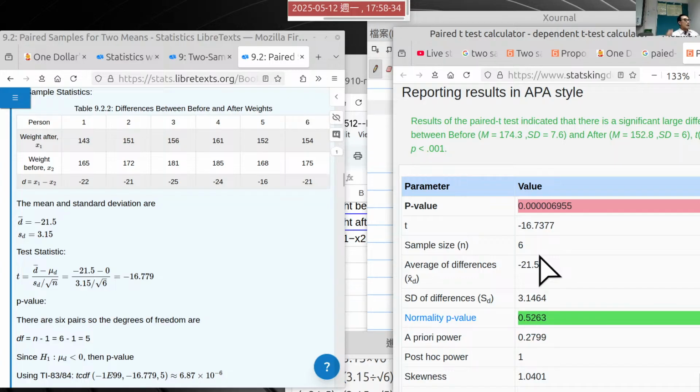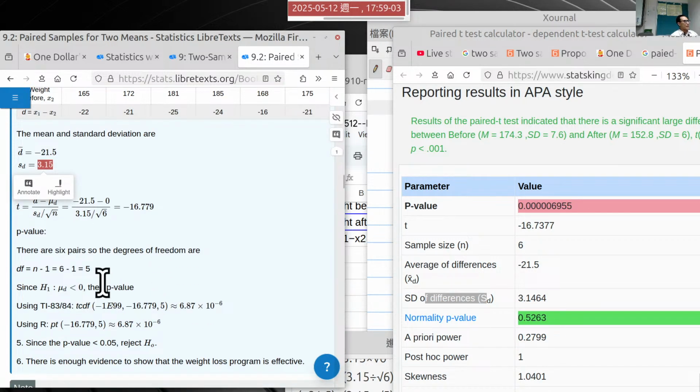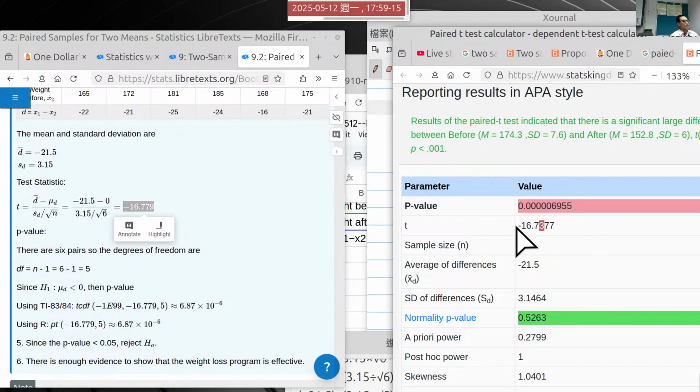Okay, here. And the p-value is very, very small. Okay, we can check one by one. Sample size 6. Average of differences, minus 21.5. We got a similar one here. D bar, the average of differences, minus 21.5. Standard deviation of differences, SD, 3.1464. Yeah, very close to 3.15. And the t-score is minus 16.779. And here very close.